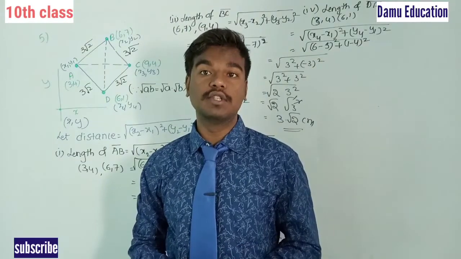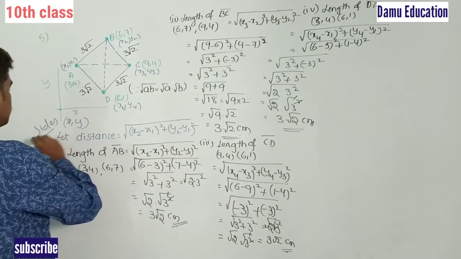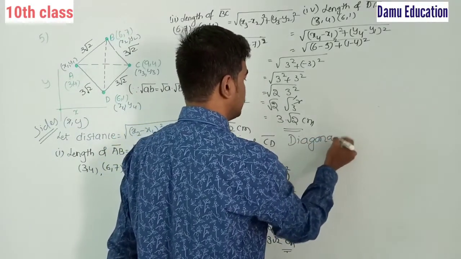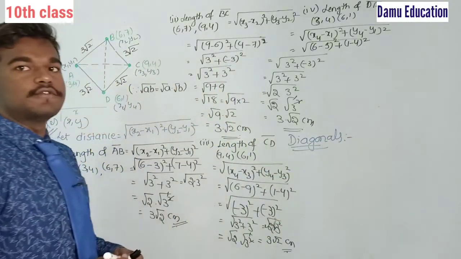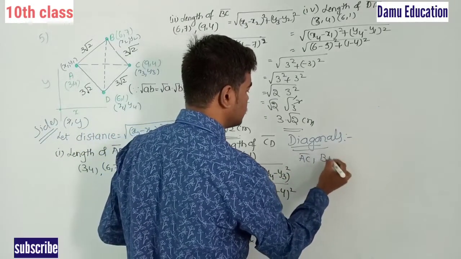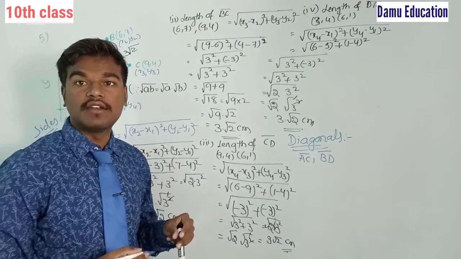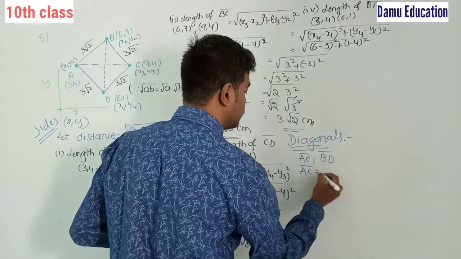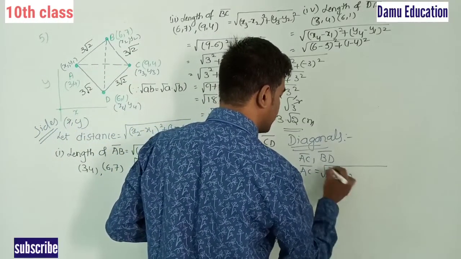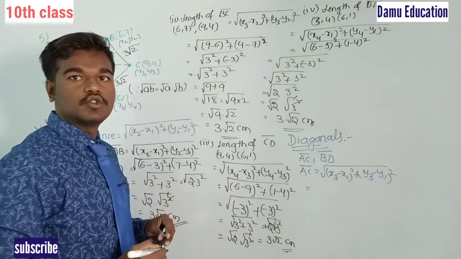Again we have to find the lengths of the diagonals. These are the sides, and now we need to find whether the diagonals are equal to each other or not. The diagonals are AC and BD. We need to find whether the two are equal. So let's calculate the length of AC, diagonal 1, between A and C. It is square root of x3 minus x1 whole square plus y3 minus y1 whole square. So let's substitute all the values.